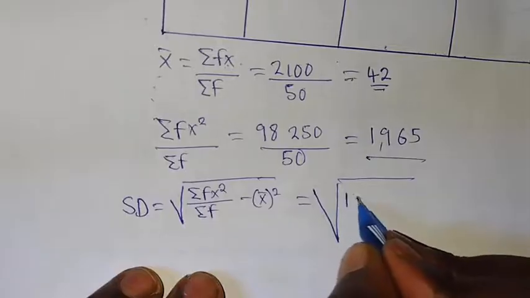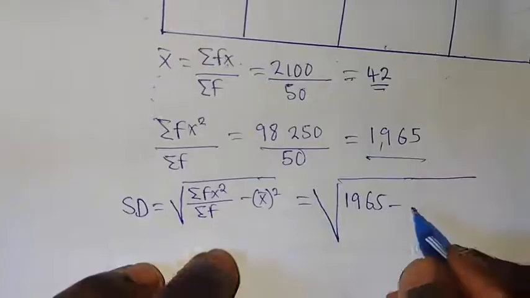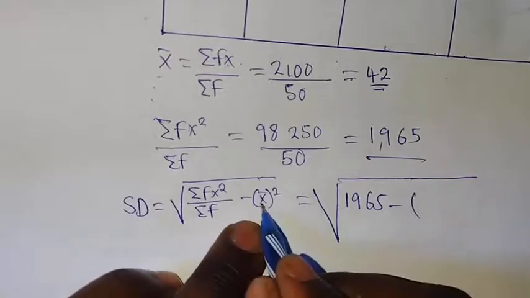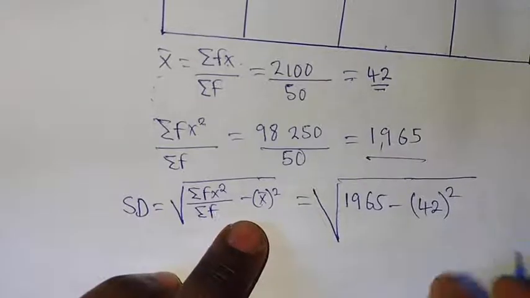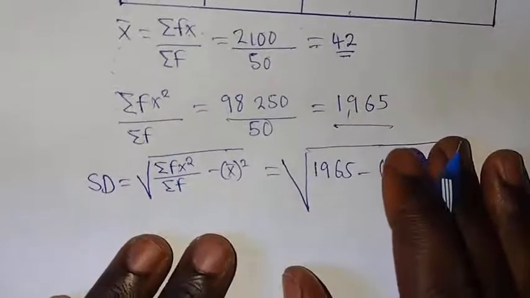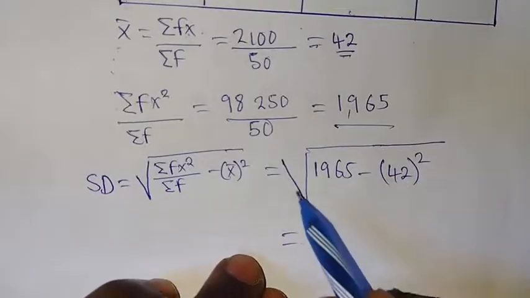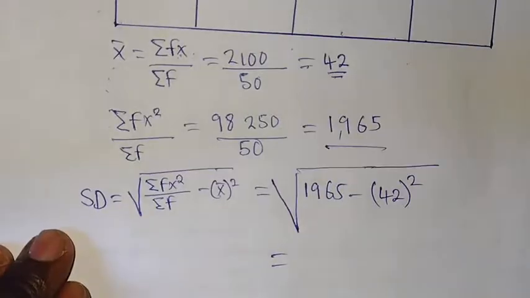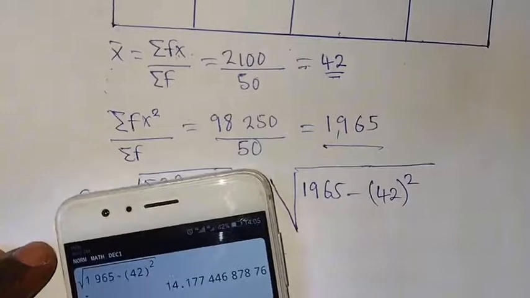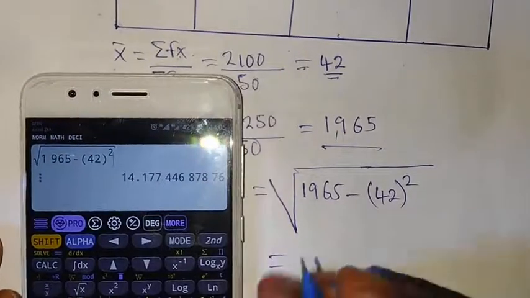Okay, so I'm just going to substitute 1965 minus, then here where there is mean, we will put the mean, which is 42 squared. Okay, there's no need to panic here. So just get your calculator and you punch everything and you get your value. When you punch on your calculator, you get something like this.